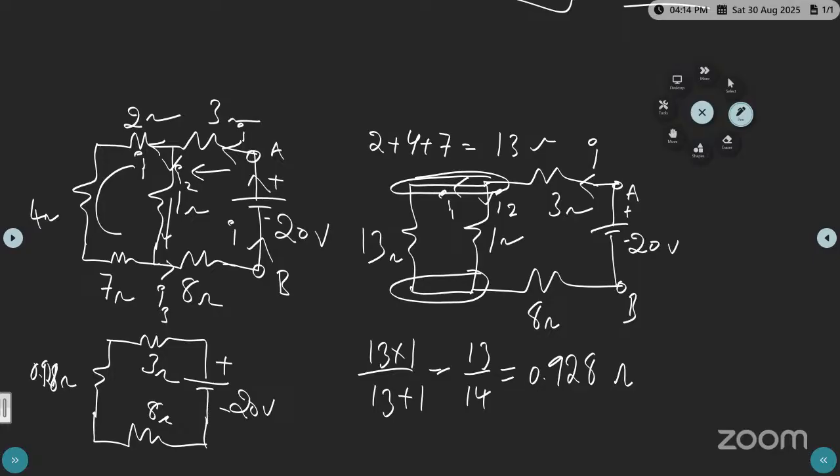Now how are they? Series. So current is leaving from the plus terminal, travels anywhere and returns to the minus terminal. Series: 3 plus 0.928 plus 8. How much? 8, 9, 10, 11, 11.928. Now these three resistors are converted into a single resistor like this.